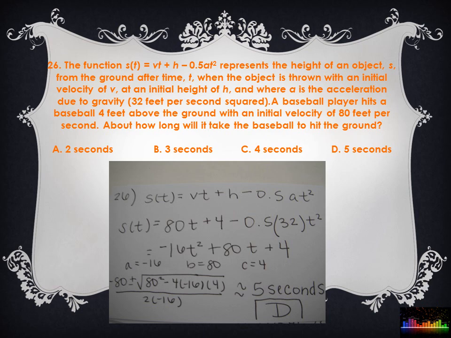So we can simplify this by multiplying negative 0.5 times 32, and we get negative 16. And then we also need to put it in standard form. From this, we can put it into our quadratic formula. So A is negative 16, B is 80, C is 4. And when we put it in there, we simplify what's under the radical, and then we separate it and do our positive and our negative. And the best choice is 5 seconds. So D is your answer choice for this problem.